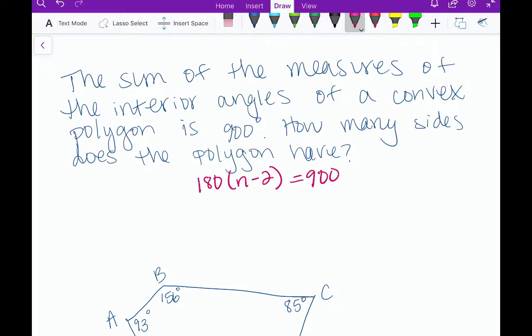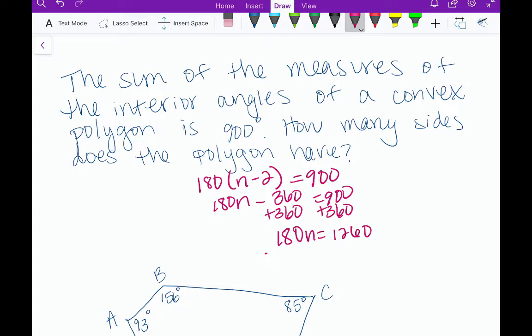I want to distribute first. 180 times n is 180n, minus 180 times 2 is minus 360, equals 900. Add 360 to both sides. 180n equals 1260. Divide by 180. N equals 7. So that would be a 7-sided polygon, which is a septagon or a heptagon.